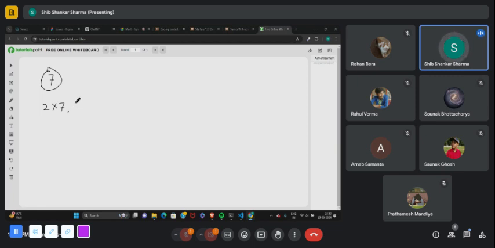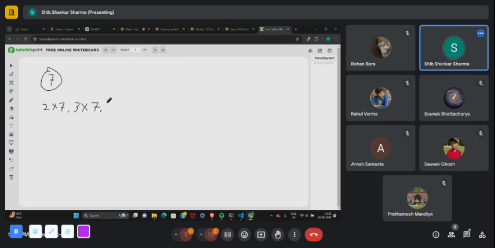Then if we think about 3 into 7, in this case as well, after 21, the largest divisor would be 7 itself, because we have two potential divisors, 3 and 7. Among 3 and 7, the largest will be 7, obviously.